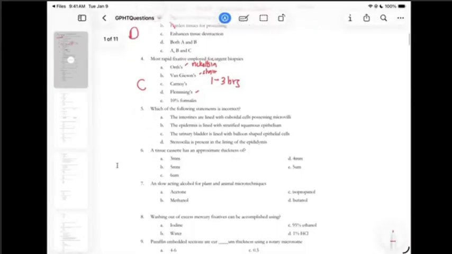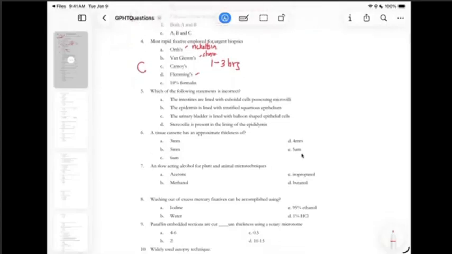Number 5, which of the following statements is incorrect? The incorrect statement here for number 5 would be letter A. So number 5, letter A. So bakit mali yan or incorrect si letter A? Intestines are lined with cuboidal cells possessing microvilli. Mali to since your intestines would be lined with columnar cells.